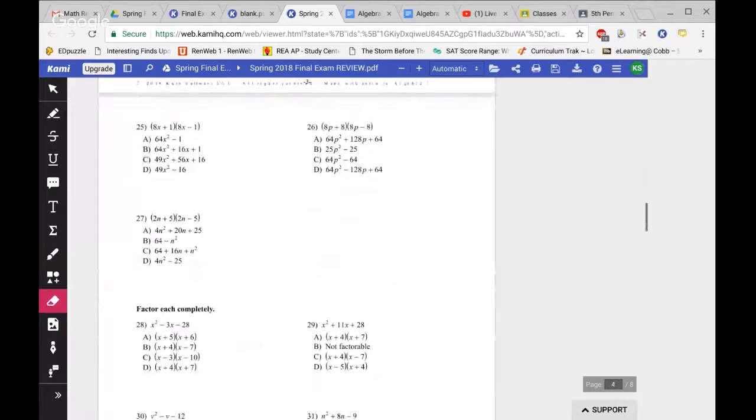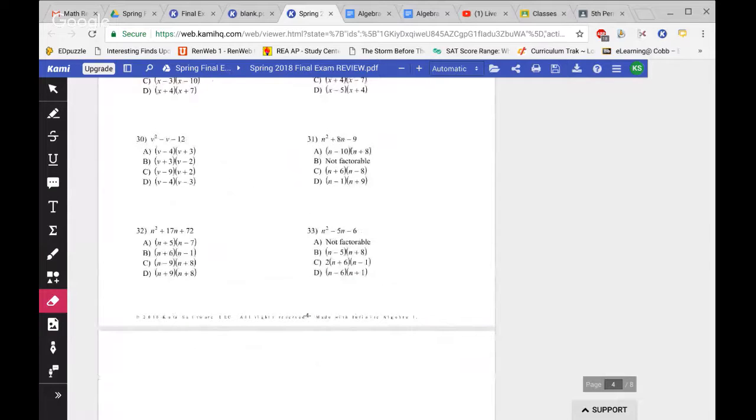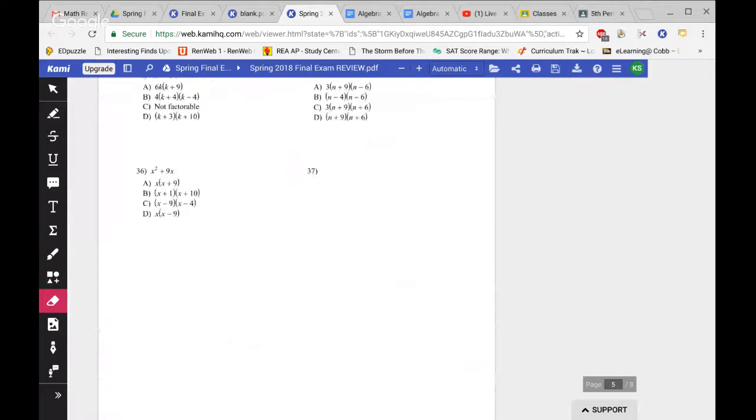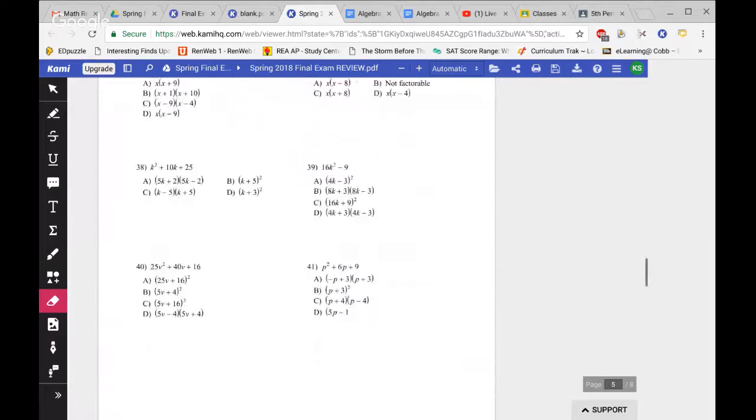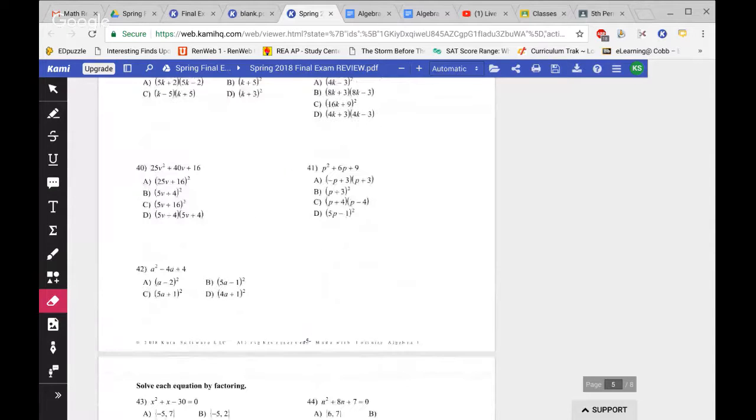How are you feeling about factoring? Pretty good. Yay! I'm so glad to hear that. Okay, number 43. I'm going to start there then.